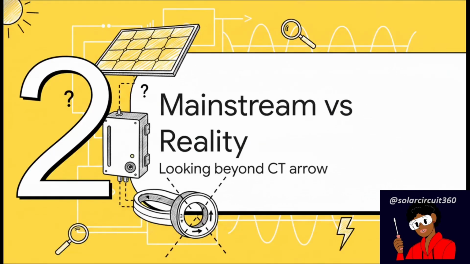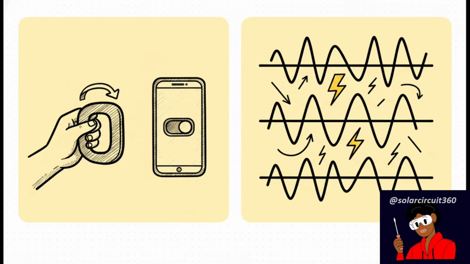Which brings us to Section 2, mainstream advice versus reality, looking beyond the CT arrow. If you search around online, a lot of the top mainstream channels will just give you this super surface-level fix. They'll tell you that reverse current just means your CT is backward, so just flip the little arrow around or toggle a setting in your app. But guys, the electrical reality inside a hybrid inverter is way more complex than that. We're talking signal integrity failures, phase shift errors, and sampling desynchronization. The whole shebang. Just flipping the CT totally ignores the actual electrical measurement failures happening under dynamic load conditions.